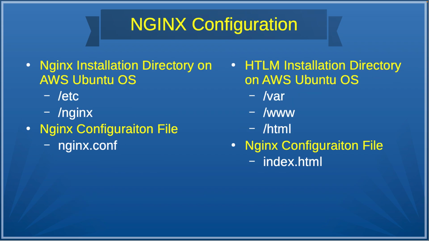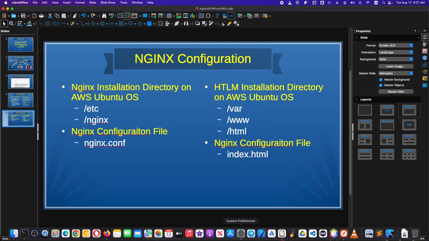Okay, here is the nginx configuration folder. The nginx installation directory on Amazon Web Service using the Ubuntu Linux system is, from the root, etc/nginx. The configuration file is nginx.conf. And then the nginx server also creates an HTML file. Its location is from the root, var/www/html. There is an index.html file. Okay, I'll show you how to configure and how to edit the HTML file.